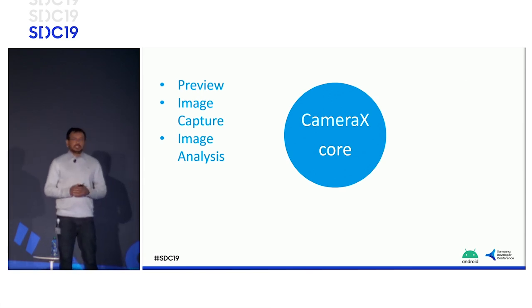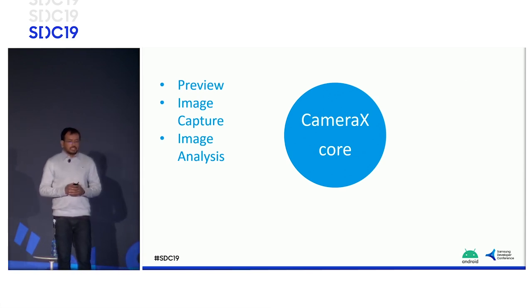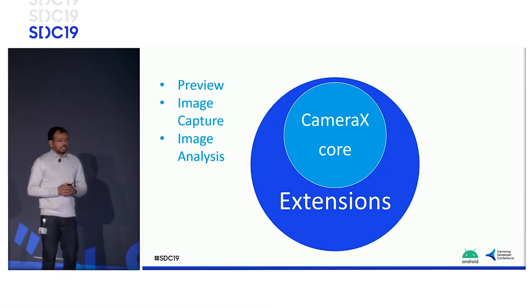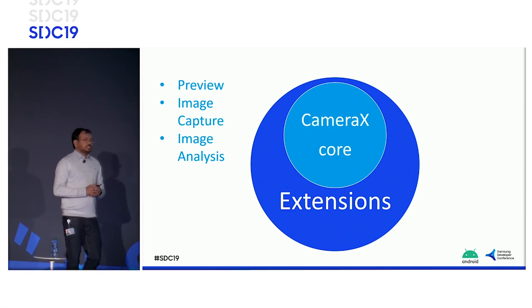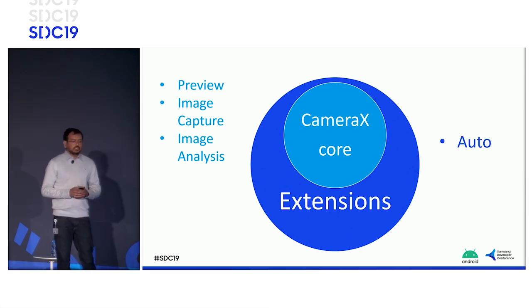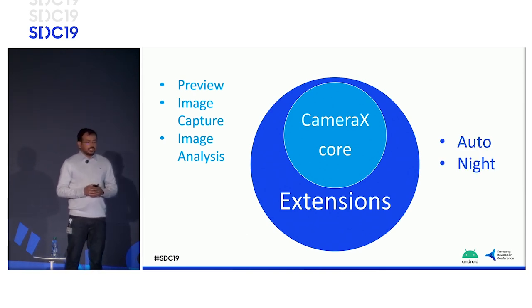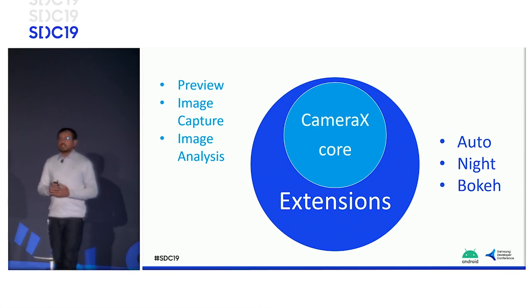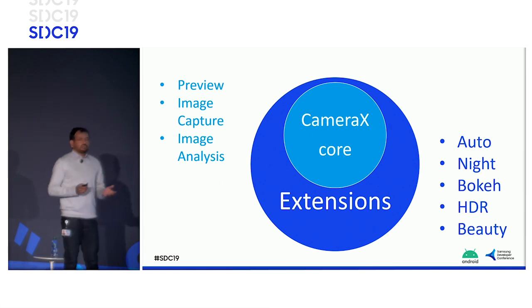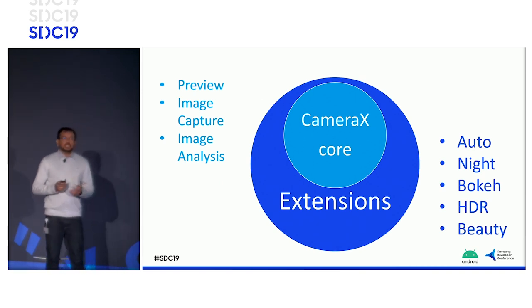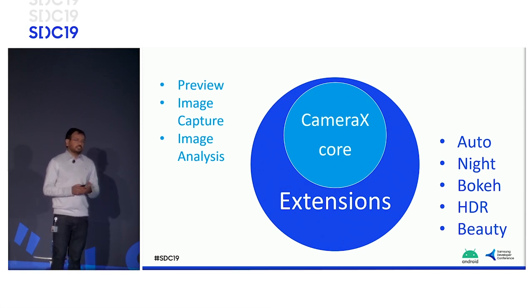CameraX also has a second part, the CameraX extensions. The extensions support features like auto, night, bokeh, HDR, beauty, and more features that are going to come that are very specific to hardware and released by certain manufacturers or only supported on certain devices.